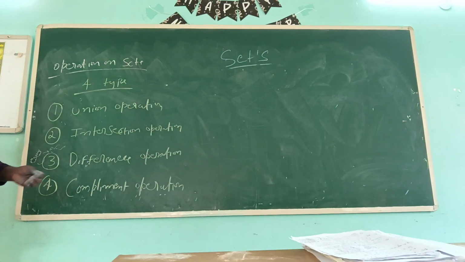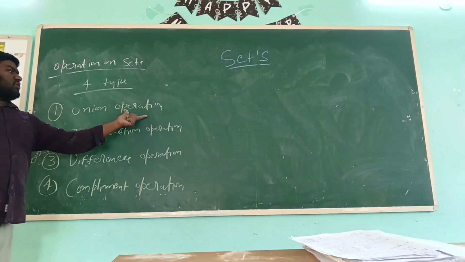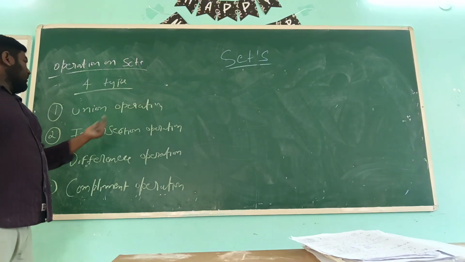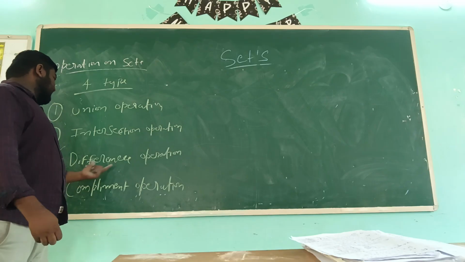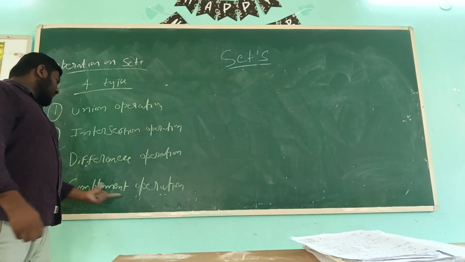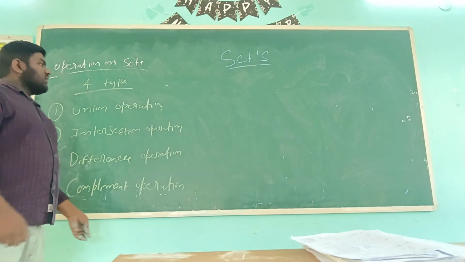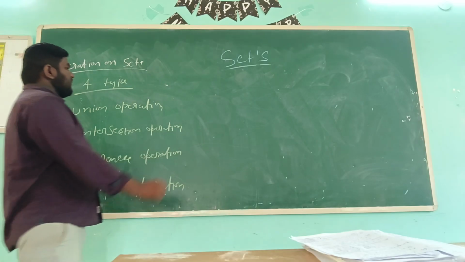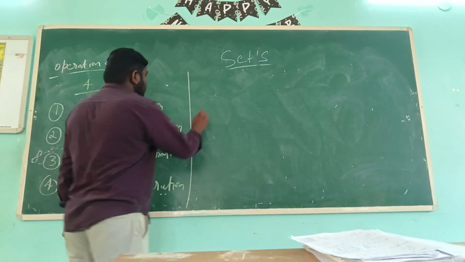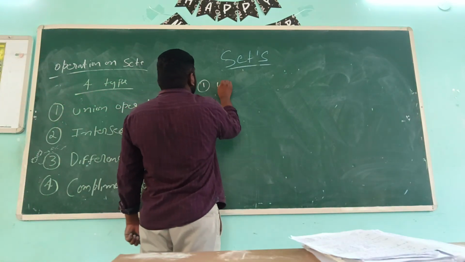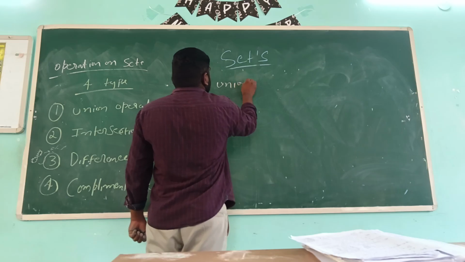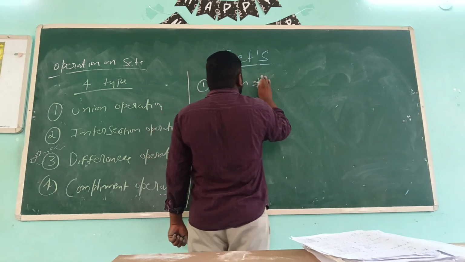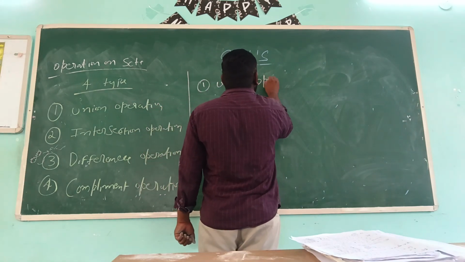Understood. This is called the operation on sets. Union of two sets, intersection of two sets, difference of two sets, complement of two sets. Understood? One by one we will discuss. First one, what? Union operation.